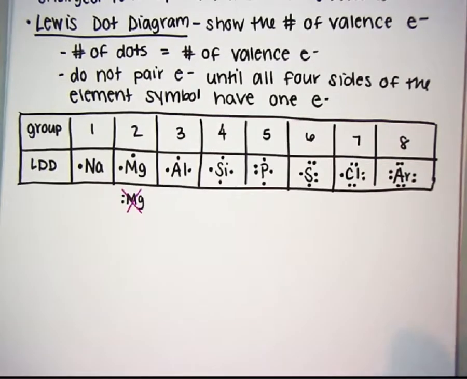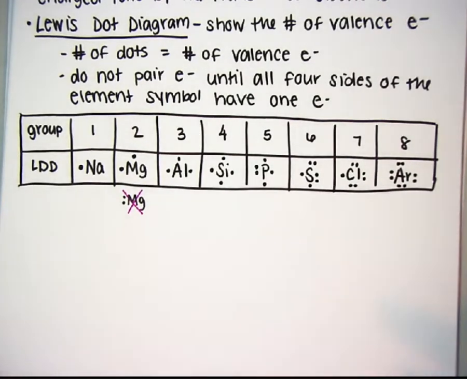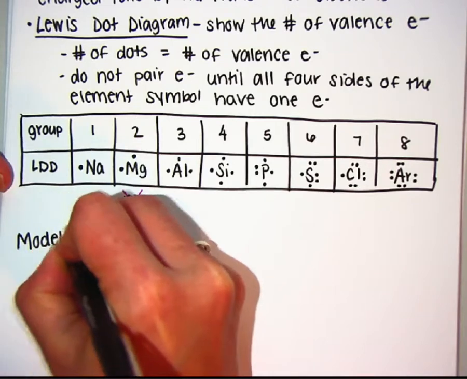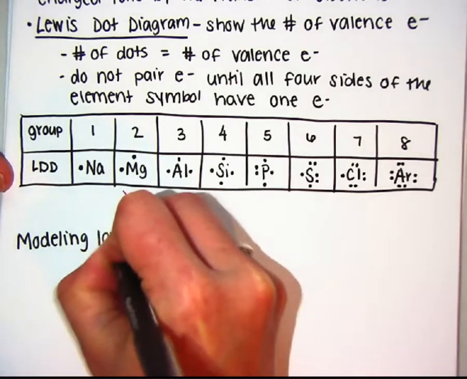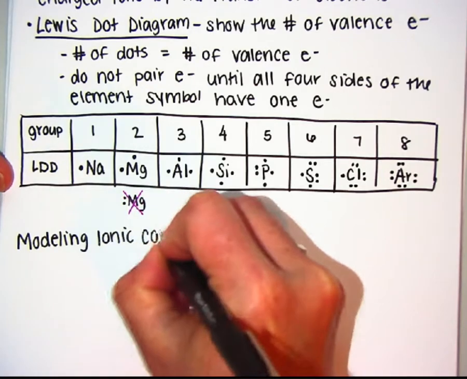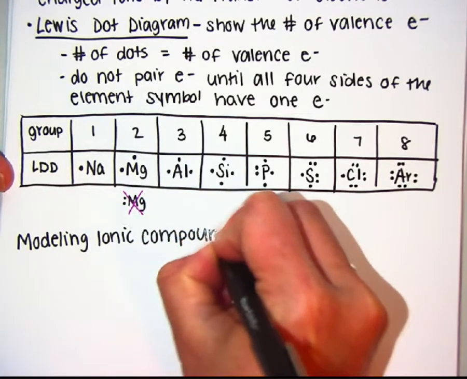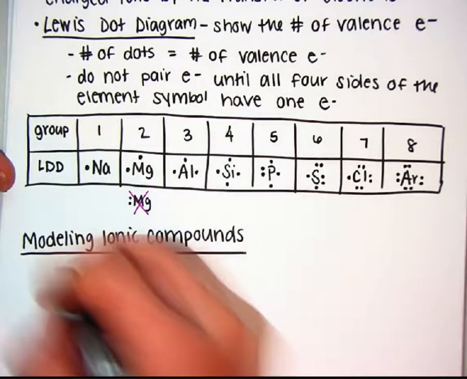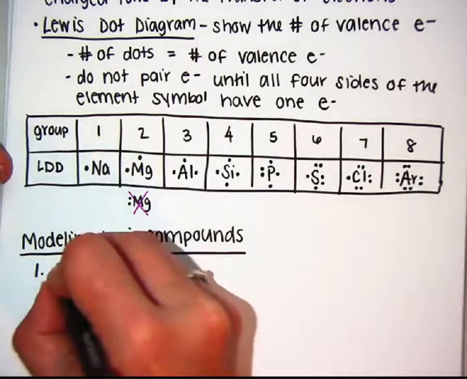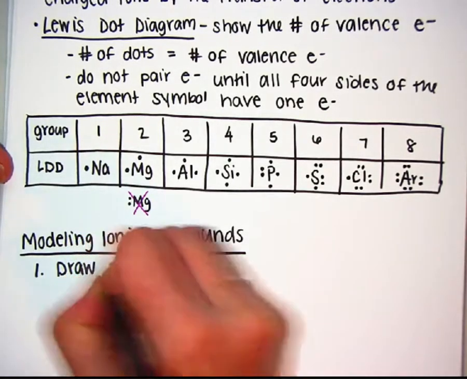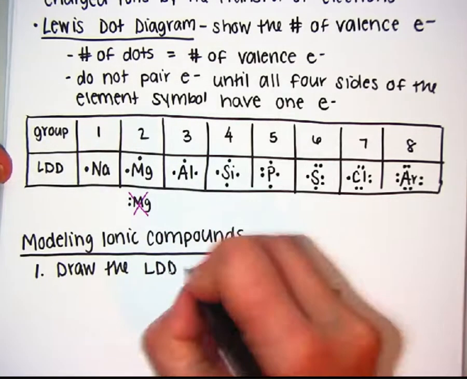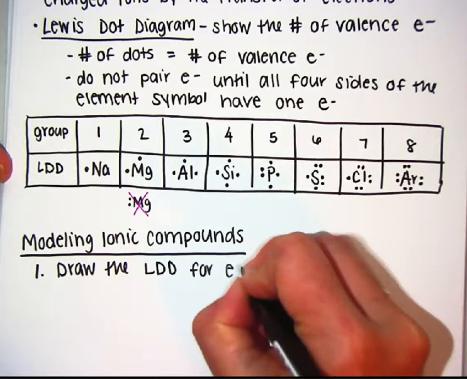So far the Lewis structures that we drew were just for atoms. We want to model the formation of an ionic compound. First step, draw the Lewis dot diagram for each element.